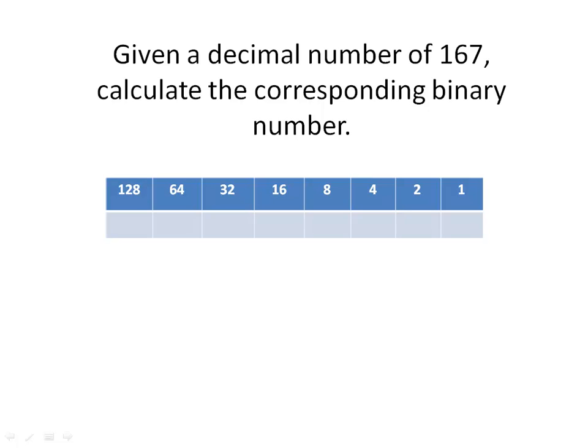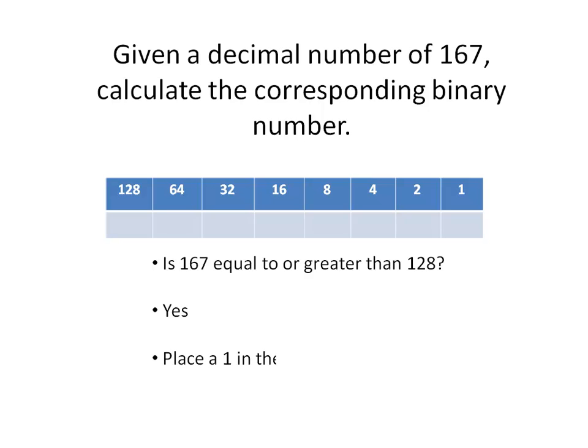and we ask this question: is 167 equal to or greater than 128? The leftmost column, in other words. And the answer is, yes, it is. 167 is greater than or equal to 128. And since it is, here's what we do. We're going to place a 1 in the 128 column, and then we have to calculate what's left over. In other words, we're going to subtract this 128 from our number of 167. That gives us 39.